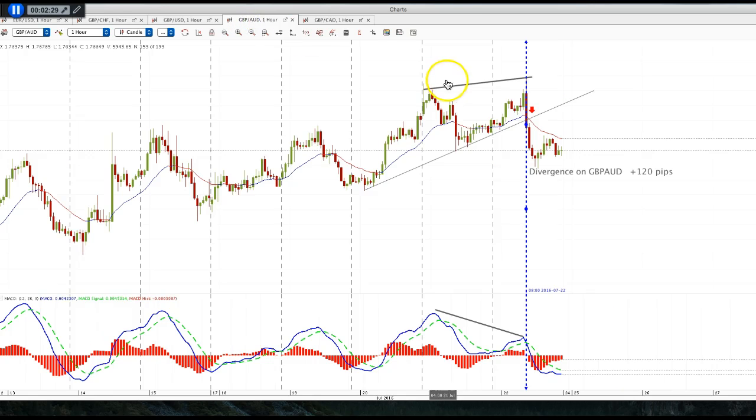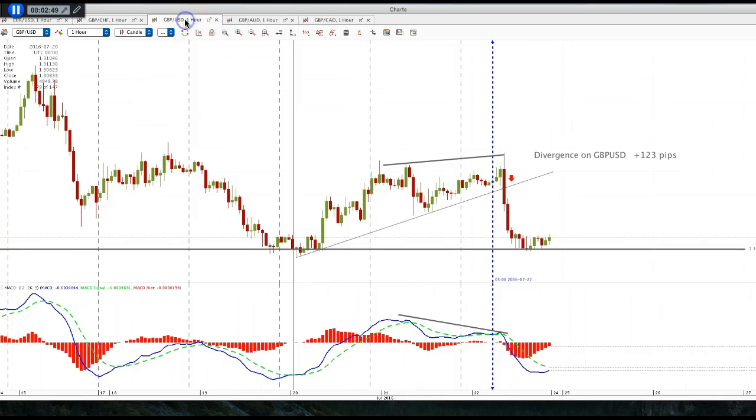Pound Australian dollar was a good trade setup today. Again, here's the perforated line on the 4-hour chart confirming the 1-hour divergence setup. And this sold off all the way down. It probably will continue to sell off through Monday after the Monday retracement.